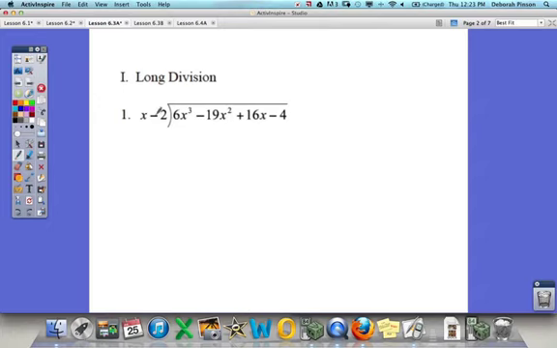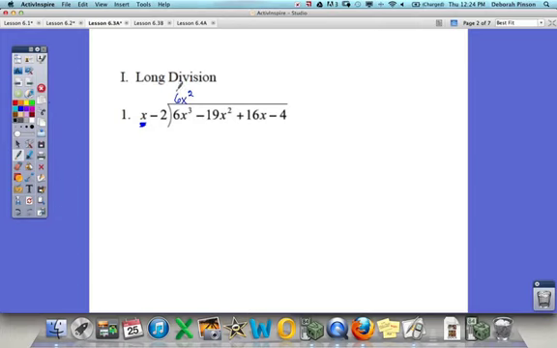Okay, so what you want to do is really focus on your x. So you're going to follow the same pattern we did a minute ago, but you're going to think slightly differently. What do I need to multiply x by to get 6x to the third? And I would say it would be 6x squared. Now don't worry about the 2. We're going to deal with it in a second.